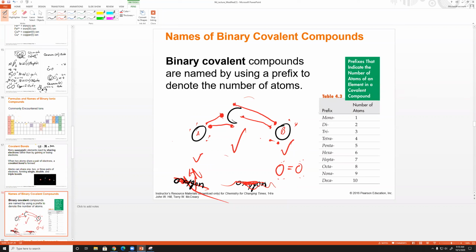You can try this all day and try to think of a different arrangement, but this is the only arrangement that CO2 will be happy.